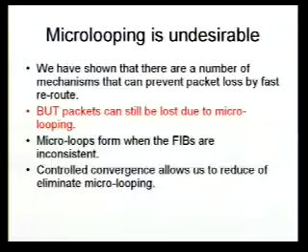So even though we've got these mechanisms to prevent the packet loss by fast reroute, you can still lose packets due to the microlooping. And if you're trying to get to 50 milliseconds or less traffic loss in the event of a failure, that's a problem because these microloops, depending upon implementation, where they are in the network, that sort of thing, can last longer than 50 milliseconds. They form when the FIBs are inconsistent.